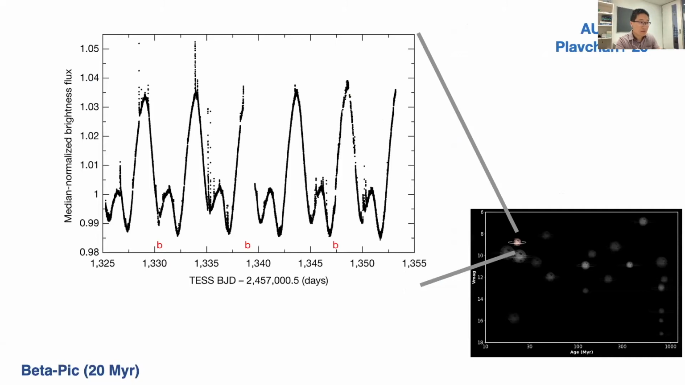Here's another example. AU Mic, a star that is already known to host a debris disk, turned out to also host a transiting planet in a very short period orbit. This star may in fact host a couple of transiting planets and has an age of about 20 million years or so. Here we see not just the stellar modulation coming from the rotating star spots, but also stellar flares that are so common around low mass stars and stars that are young.